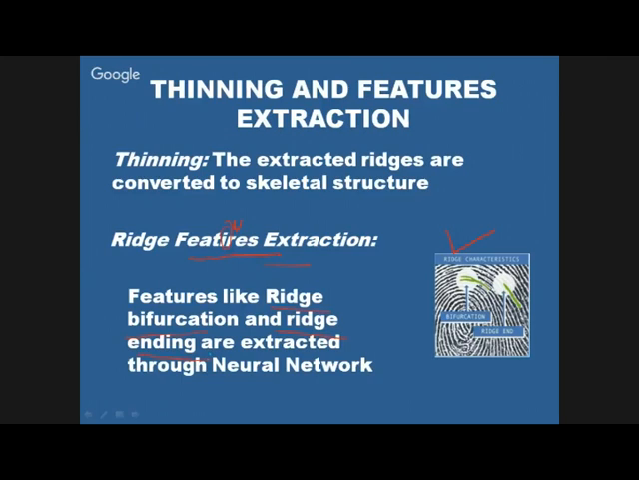One is your ridge bifurcation, and I have shown what bifurcation is. This is known as your ridge bifurcation. And ridge ending, what is the ending? This is the end of the ridge, and this is the bifurcation of the ridge. So we do this type of feature extraction. And the feature extraction will be done using the neural network, that is, how accurately you can extract the features comes under the neural network.